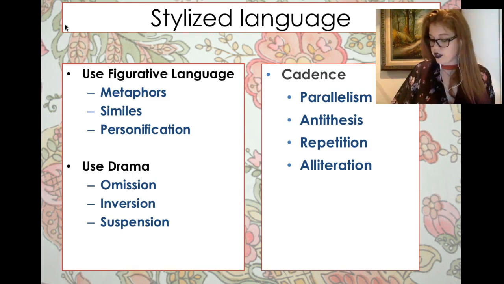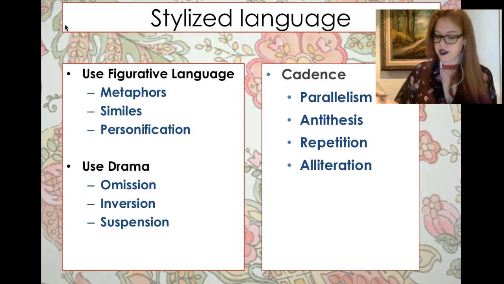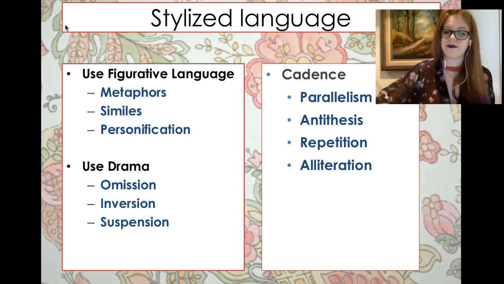The last one is alliteration. Alliteration is the repetition of initial words and sounds. So, for example, rubber baby buggy bumper, right? Or unique New York, unique New York. Peter Piper picked a peck of pickled peppers. Alliteration allows for people to remember your message.